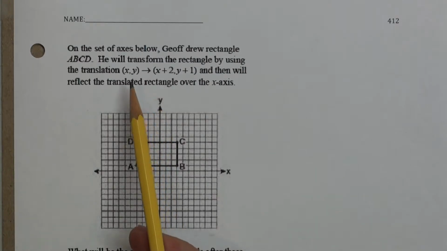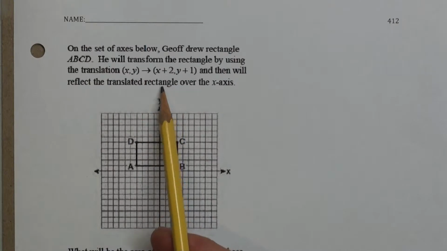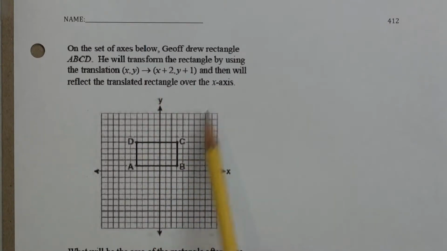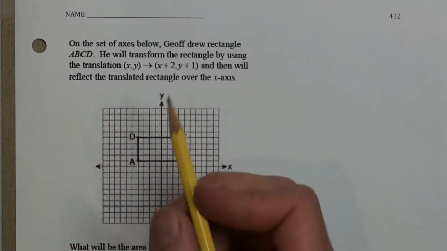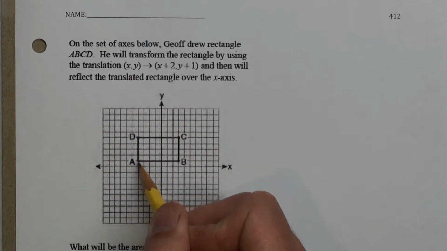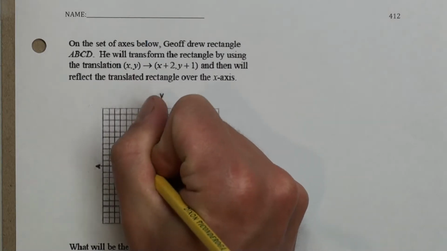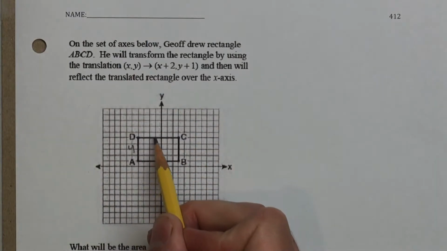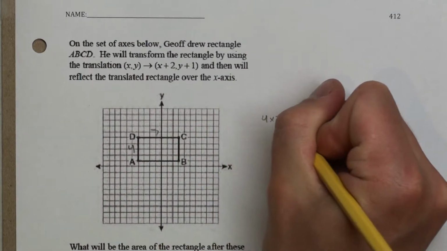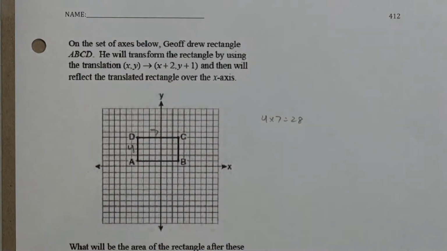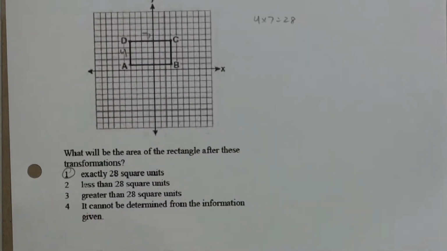The area is not going to change if you translate and then reflect, right? It doesn't change the size of the shape. So if the area is 28, well, what's the area? 1, 2, 3, 4. And 1, 2, 3, 4, 5, 6, 7. 4 by 7. 4 by 7 equals 28. So it's still going to be exactly 28. It's not going to change.